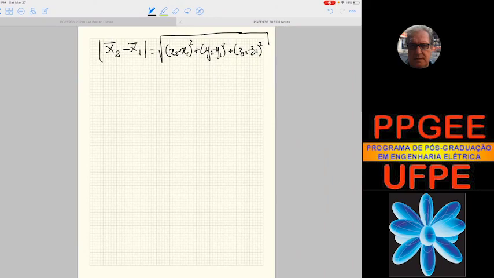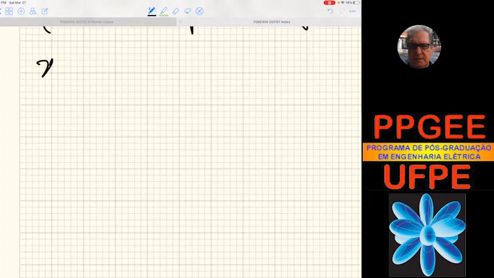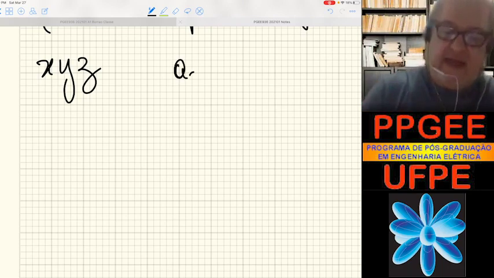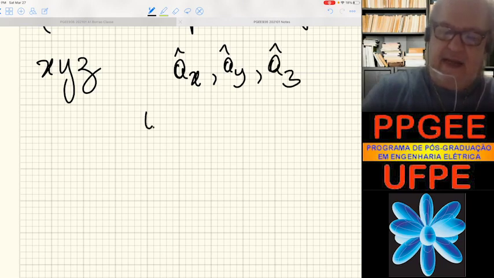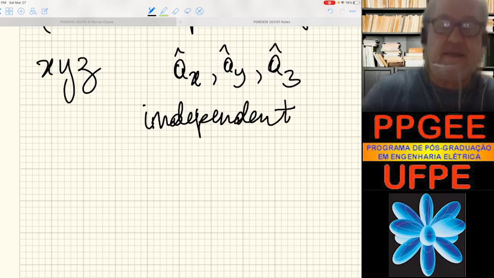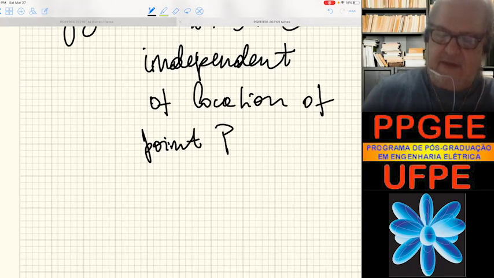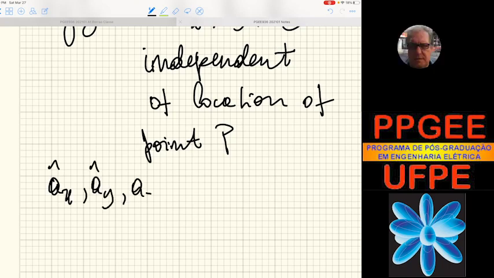What else can we say? Well, there's another property of the XYZ system, which is the only system in which this property exists. The versors AX, AY, AZ are independent of the coordinates of the location of point P. Alternatively, AX, AY, and AZ do not depend on, are independent of, coordinates.